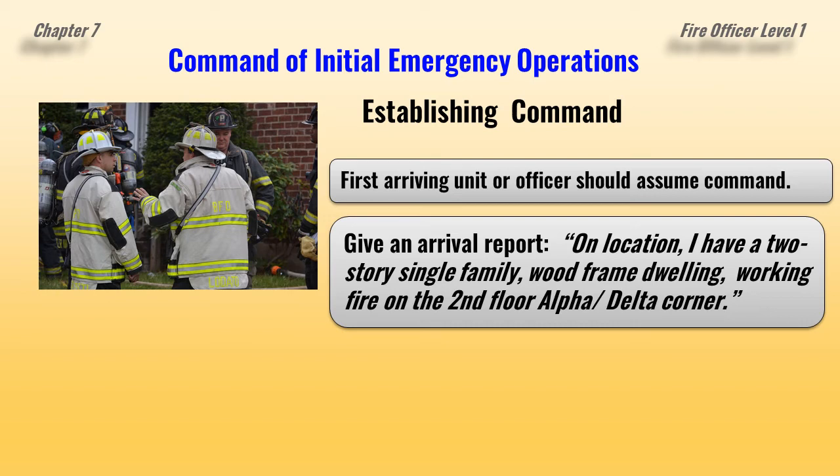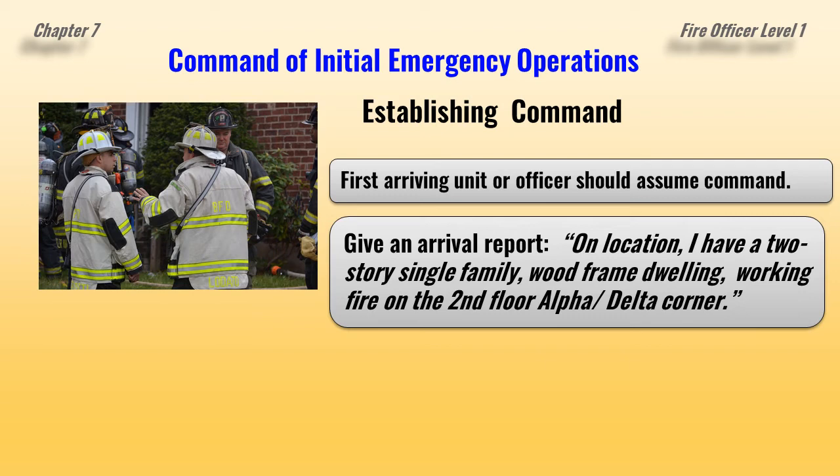So now they can start developing a plan of what am I probably going to do when I get there, based on if I'm first due, second due, whatever. So a good arrival report, you would announce on location: I have a 2-story single family dwelling, wood frame, working fire on the second floor, the Alpha Delta corner.